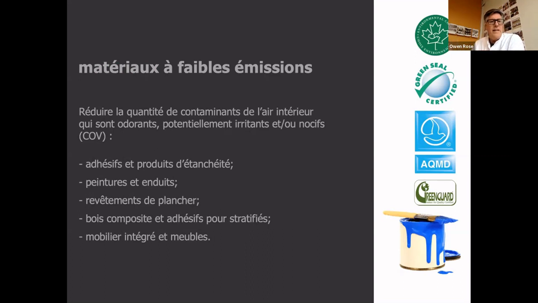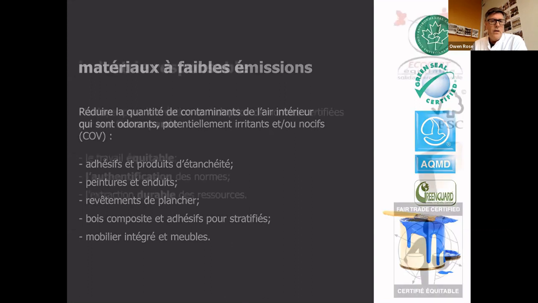We know the good categories of products such as adhesives and sealants, paints and coatings, floor coverings, composite woods and adhesives for laminates, and integrated furniture. And these will have much more toxins and chemicals, but we need to identify and find substitutes or to eliminate the usage or the need of such materials in a project.